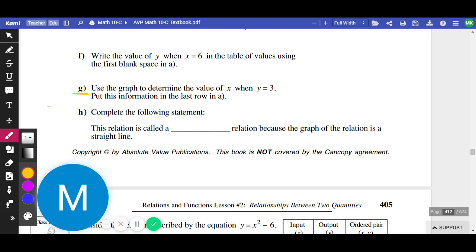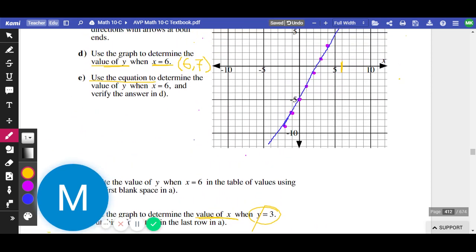It just shows you can go the other way, right? So G is saying determine the value of x, so figure out what input would give you an output of 3, a y value of 3. It's the same process, except reverse. Instead of using your horizontal, you're going to use your vertical.